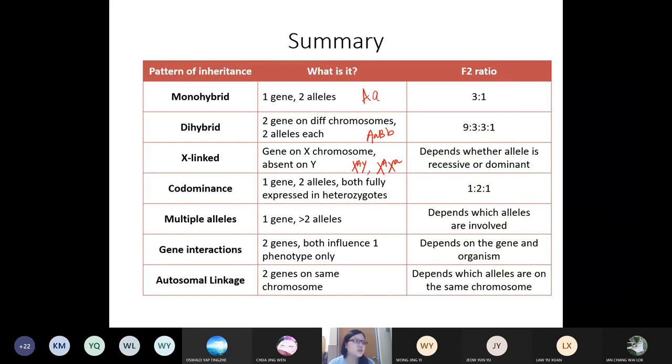So we have learned X-linked, we have learned codominance. Codominance is the idea that two alleles are fully expressed in the heterozygotes. So it doesn't look like one big letter, one small letter. It would usually be a big letter and a superscript of some sort here. And then multiple alleles, we have learned also, the idea is that there's more than two alleles coding for the trait.